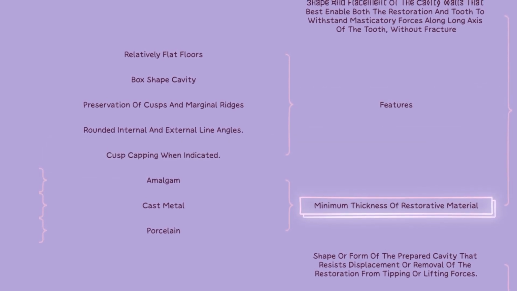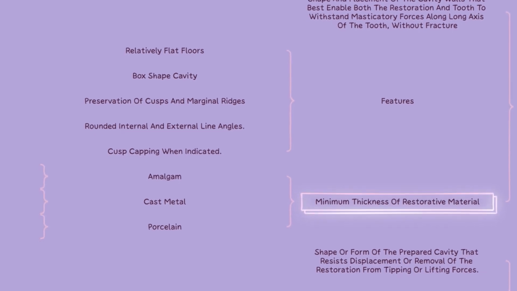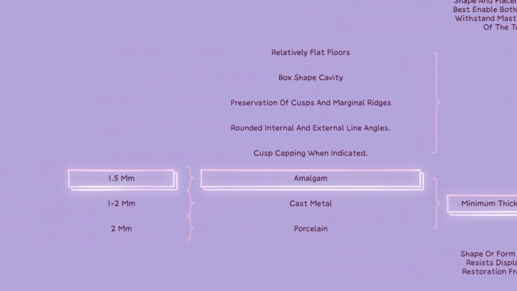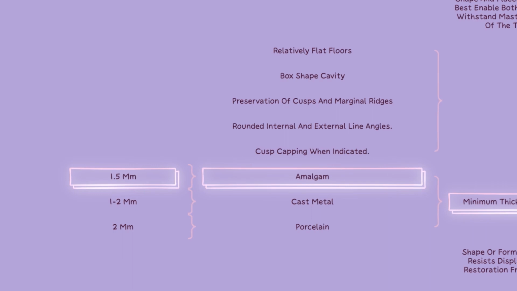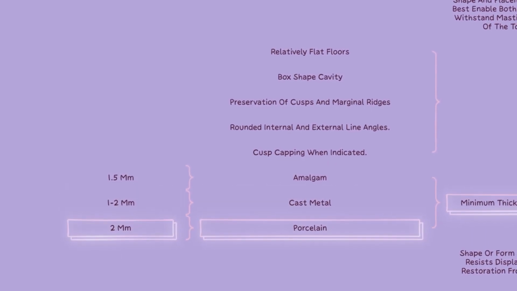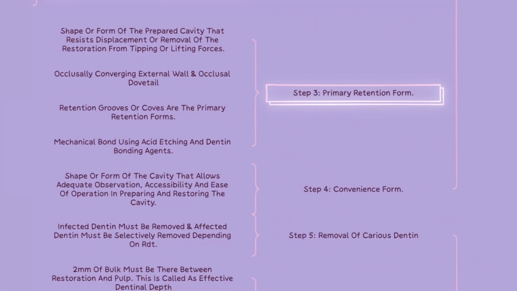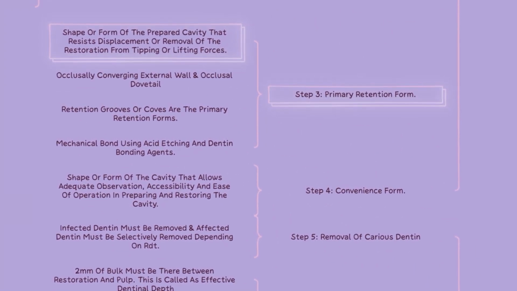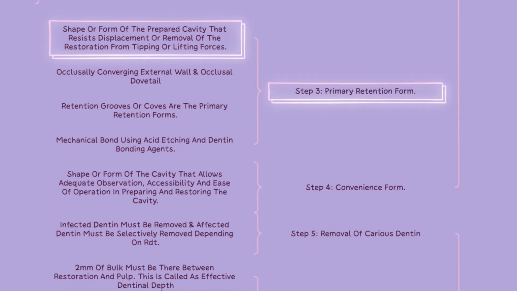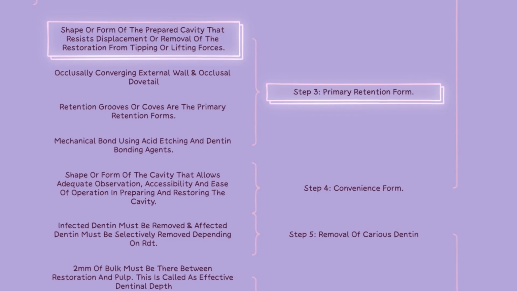The primary resistance form also determines the minimal thickness of the restorative materials used, which is 1.5 mm in case of amalgam, between 1 to 2 mm in the case of cast metal, and 2 mm in the case of porcelain. Primary retention form is the shape or form of the prepared cavity that resists displacement or removal of the restoration from tipping or lifting forces.